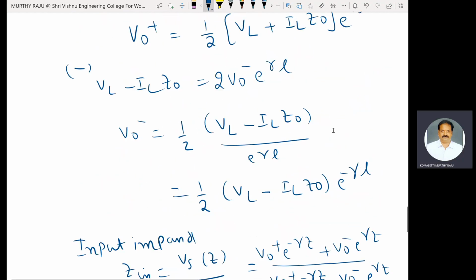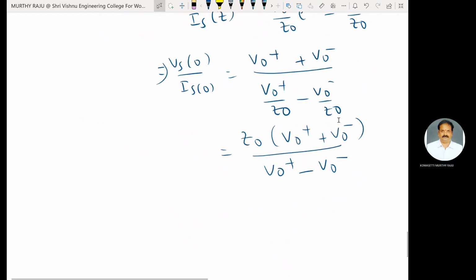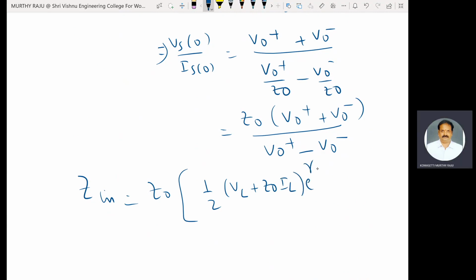But in case of V0 plus and V0 minus, consider these two at the load side, Z is equal to L. These two equations, V0 plus and V0 minus, are substituted in that expression. Therefore, Zin is equal to Z0. V0 plus is equal to 1 by 2 (VL plus Z0 IL) e power gamma L. V0 minus is 1 by 2 (VL minus Z0 IL) e power minus gamma L.